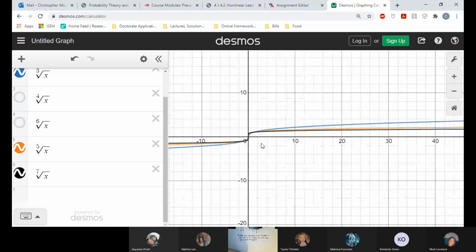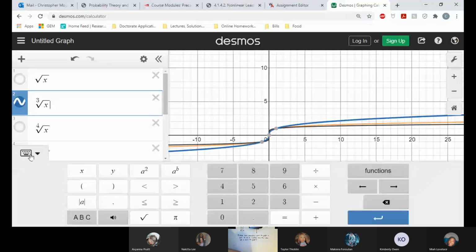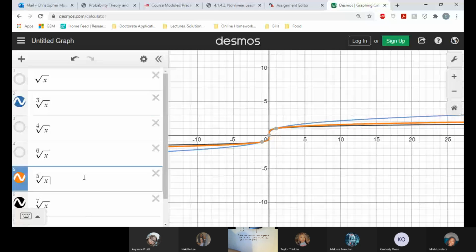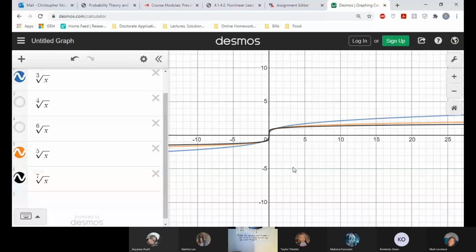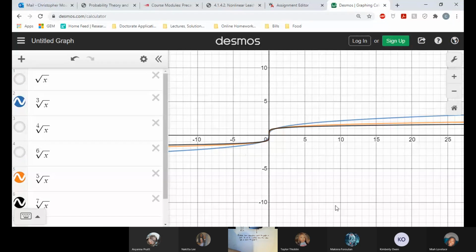Okay, zoom in a bit so we can see them all. So we've got the cube root of x, which is the blue one, the fifth root of x, which is the orange one, and the seventh root of x, which is the black one, and they're all sort of behaving the same way. They all can take in negative values and can give out negative values, in contrast to the even root ones, which cannot do that. All right.